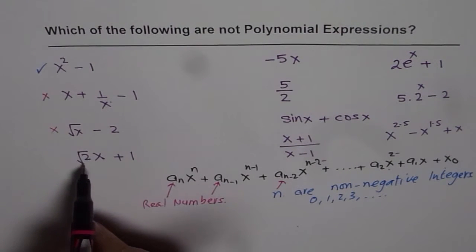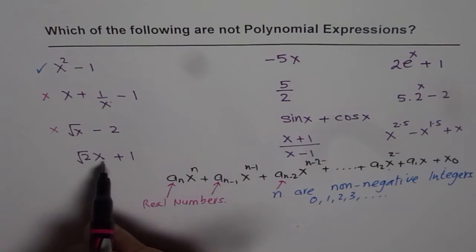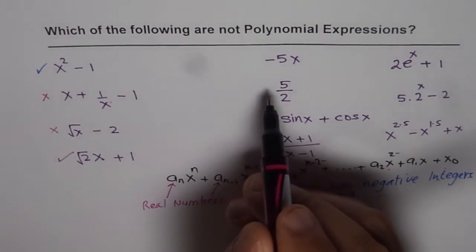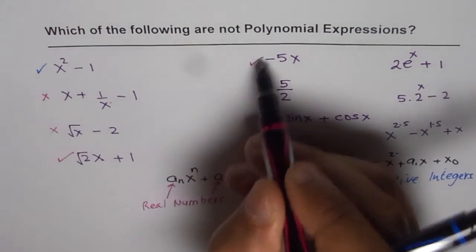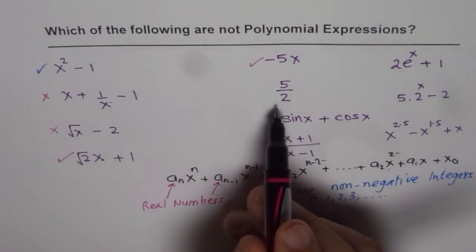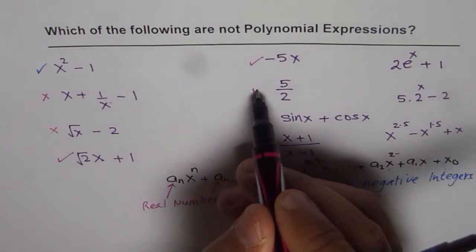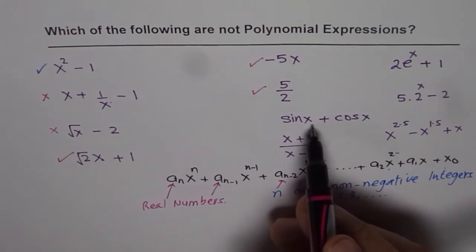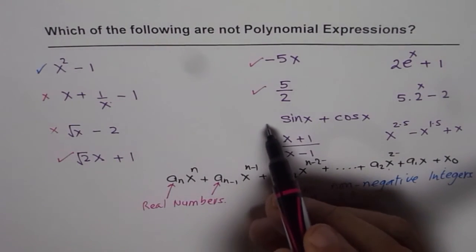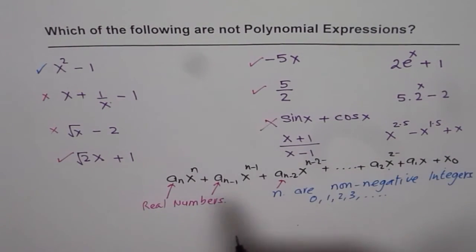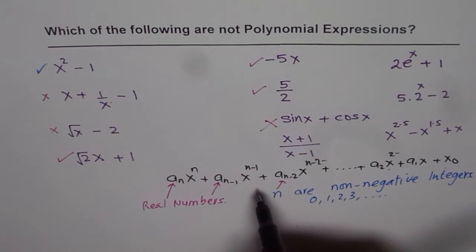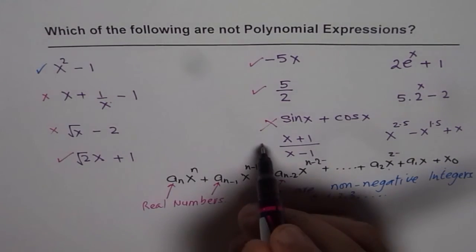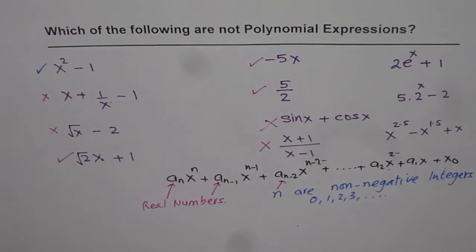In this case, the number is a square root. That's fine. X plus 1, it is a polynomial. Here we have one term that is a monomial, which is a polynomial. This one is also a monomial, a constant. A constant is a polynomial. Here we have sine x and cos x with x. These are not real numbers and therefore this is not a polynomial. In this particular case, we have x in the denominator. That means x to the power of a negative number. So this is also not a polynomial.